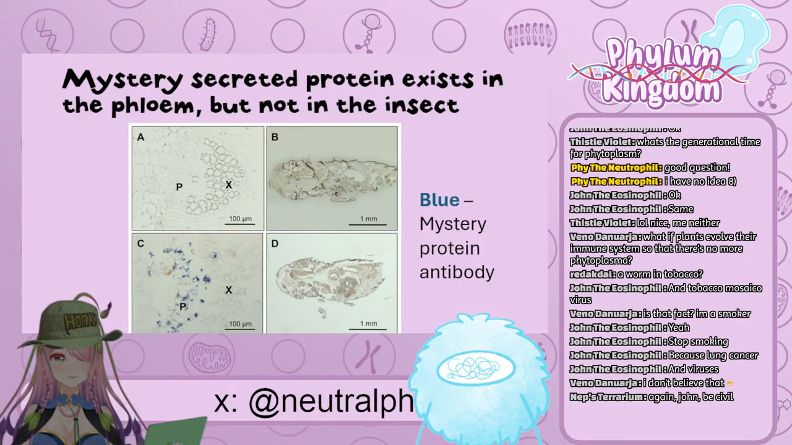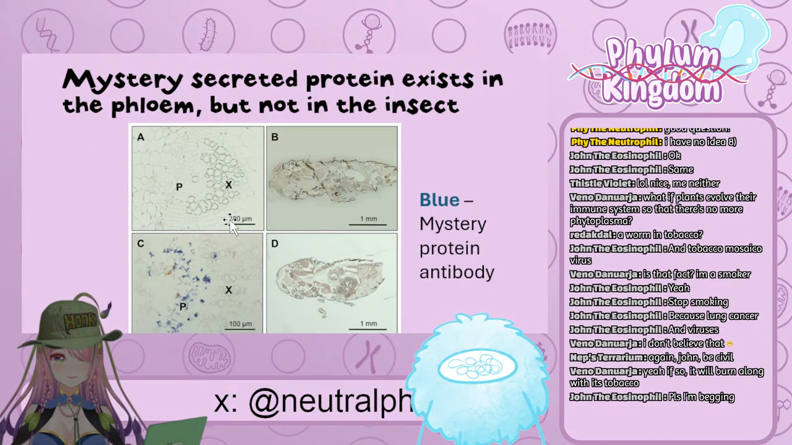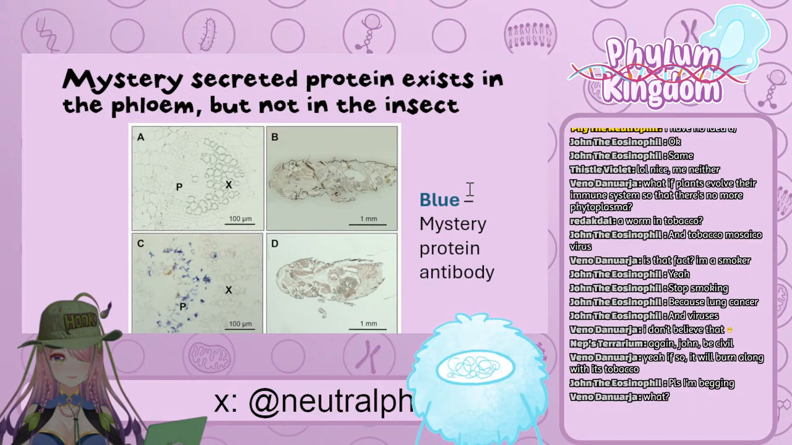So there's this antibody that we can use, this protein that binds to this mystery protein. And we know that the genetic information that we have earlier in the paper is validated, because on the left here we have a cross section, so a super, super thin slice of the plant, and then on this side we have a super, super thin slice of the insect, and we can see in blue that expression of the mystery protein is only in the phloem in the plant.